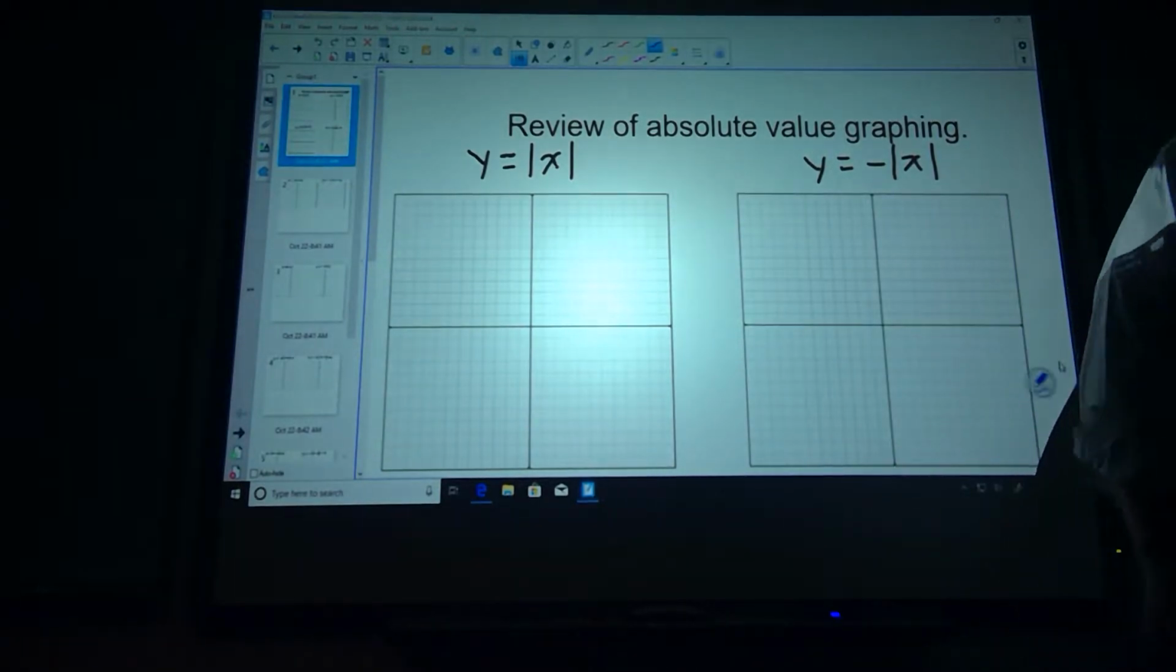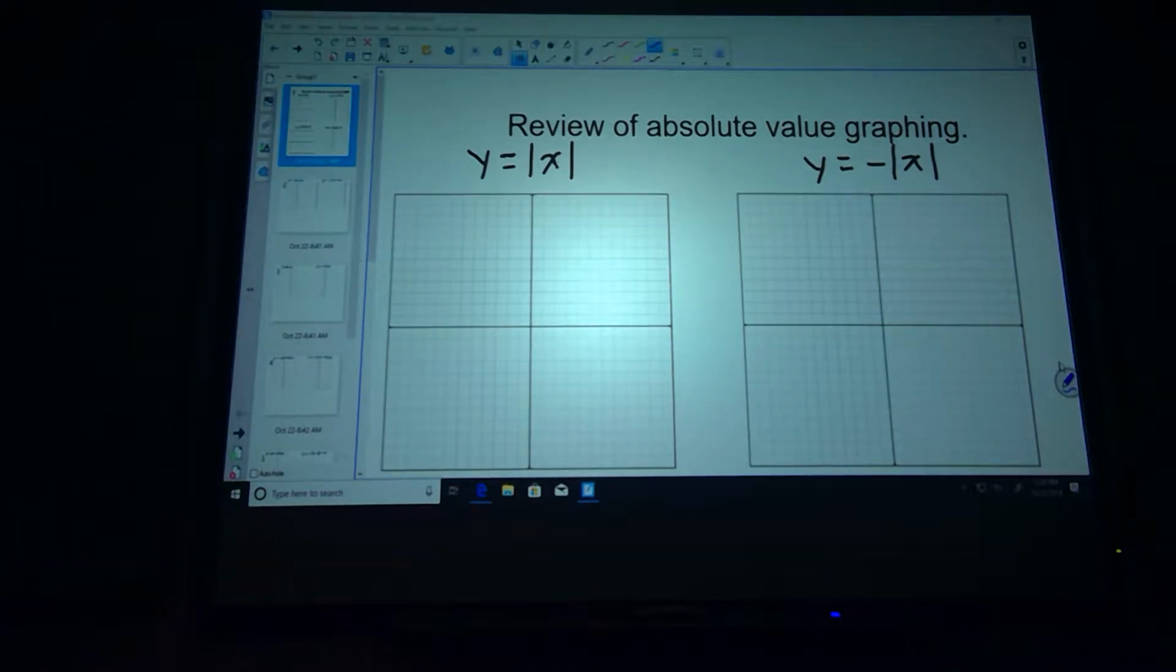You guys have these on your pages. Let's kind of review some absolute values. So if you remember, an absolute value is the distance away from something. And so you can never have a distance that is negative. So let's take a look at the first one.